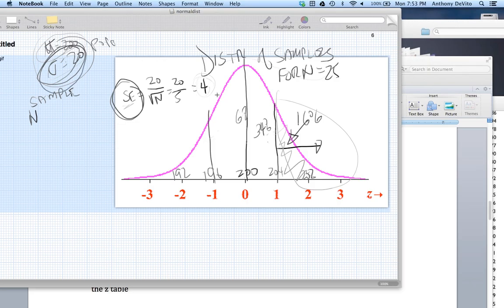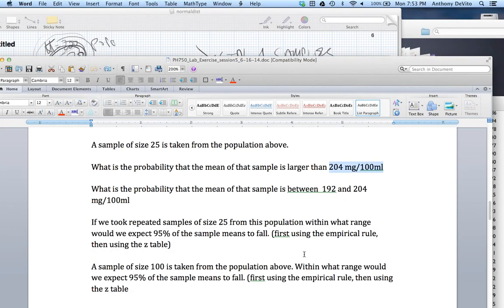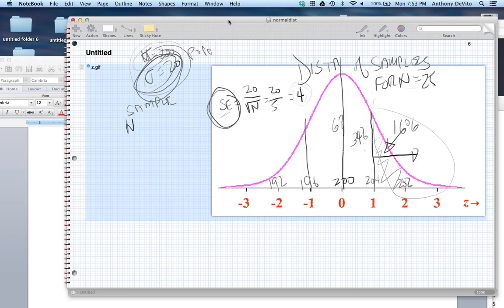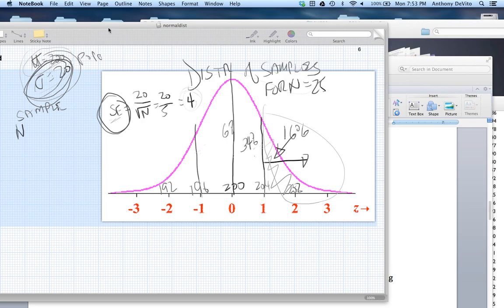Okay, let me see if we have another question from that group. What's the probability that the mean of the sample is between 192 and 204? It's the probability that a sample that we took would be between 192 and 204. Well, let's see what 192 is. 192 is two standard deviations to the left of the mean. 204 is one standard deviation to the right of the mean.